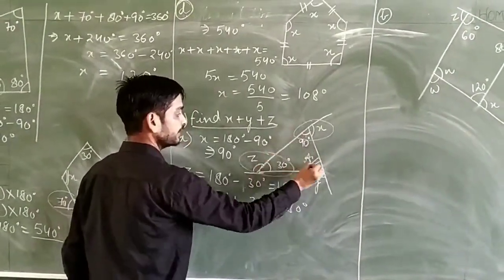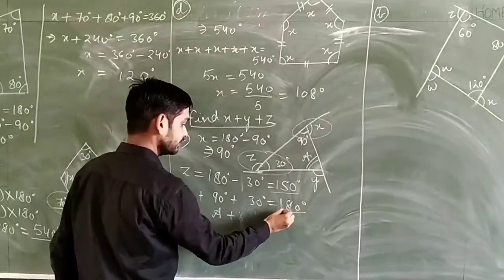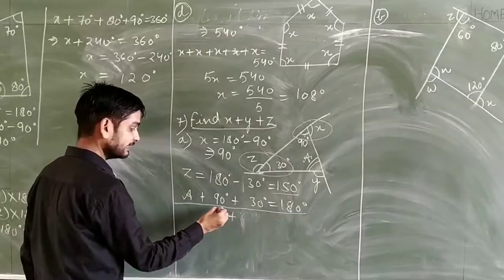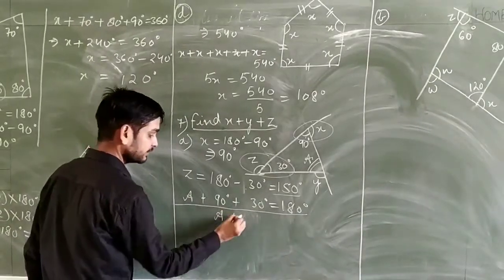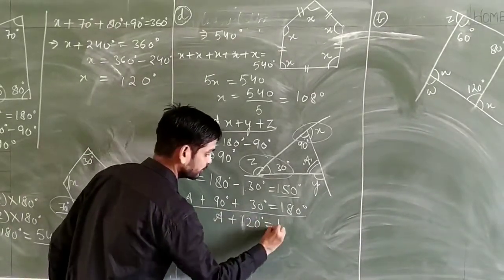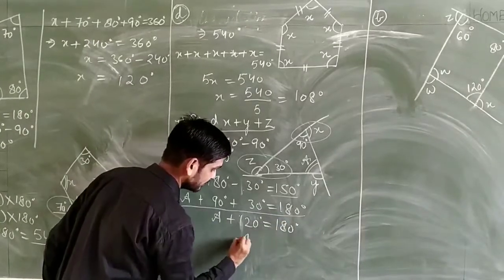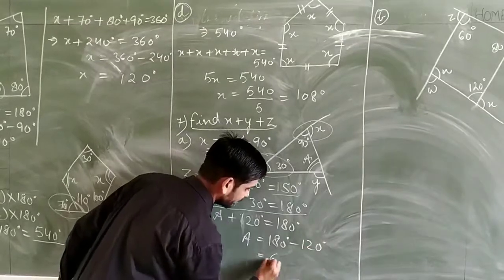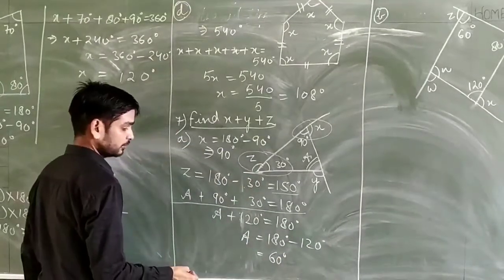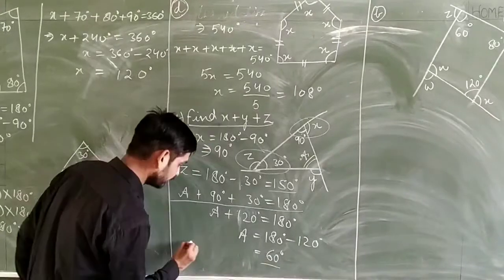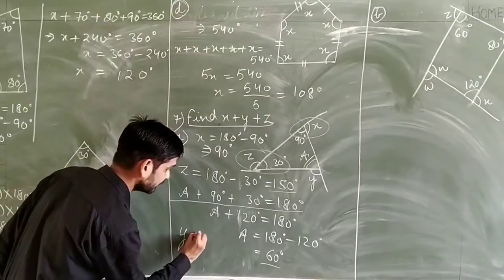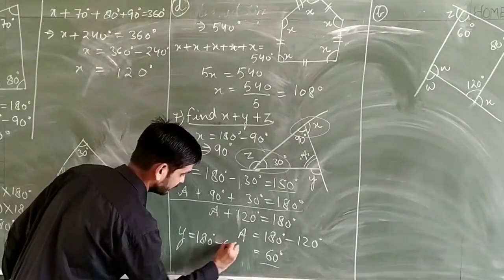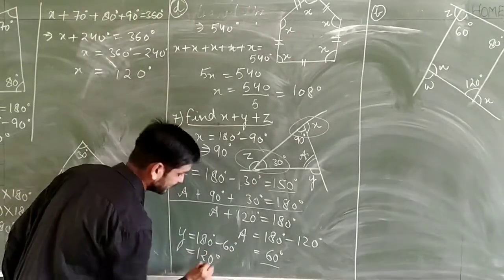And you can see this is a triangle. The angle sum property of a triangle is 180 degrees. The sum of all angles of a triangle is 180 degrees. That means 90 plus 30, 120 degrees, plus a is equal to 180 degrees. That means a's value will be 180 minus 120. That means 60 degrees. Now, if a's value is 60 degrees, what will be the value of y? Because it is a linear pair, 180 minus 60 degrees. That means y's value is 120 degrees.